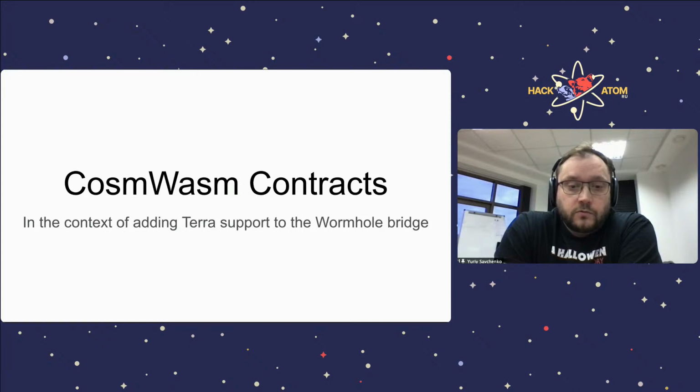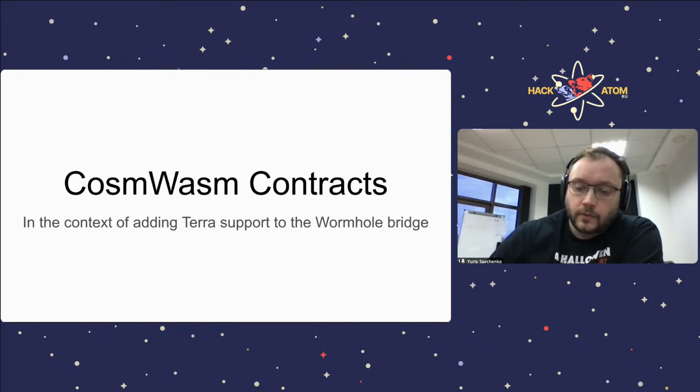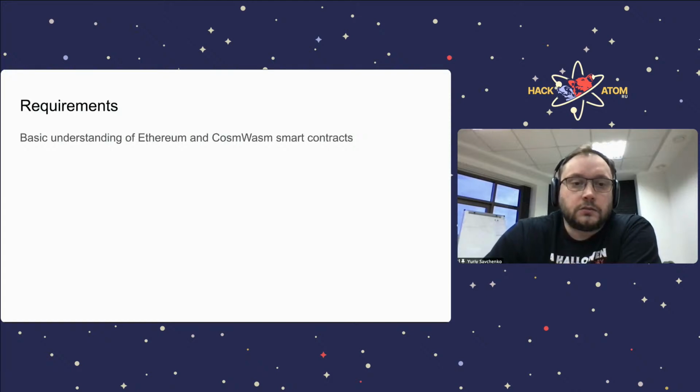Today, I'm going to be talking about the practical application of CosmWasm, the practical use cases in the Terra blockchain, the way we added Terra support to the Wormhole bridge. As for the knowledge you're required to have, a basic understanding of Ethereum and CosmWasm smart contracts. That's it. Ethereum, CosmWasm, SCs, that's all you need to know.